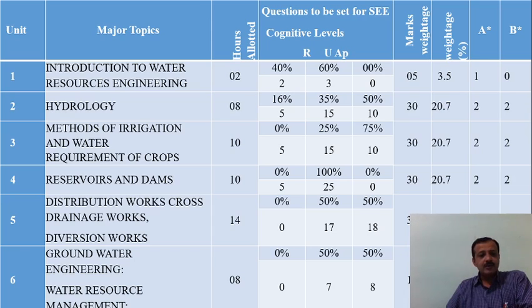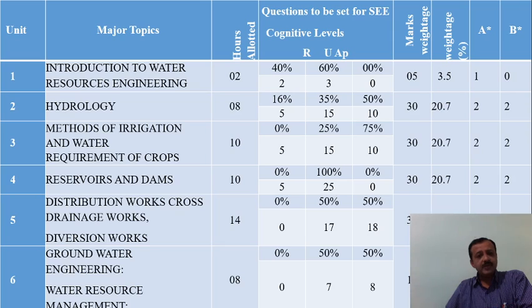The 5th unit is on distribution works, cross drainage works, and diversion works. So water which is retained in the irrigation structures like dams and reservoirs has to be distributed to the irrigation canals. So how is this distribution done? What types of canals are there? How has the classification of canals been made? And what are the advantages or disadvantages of canal irrigation? And what is lining of canal? All these things you are going to study under distribution works.